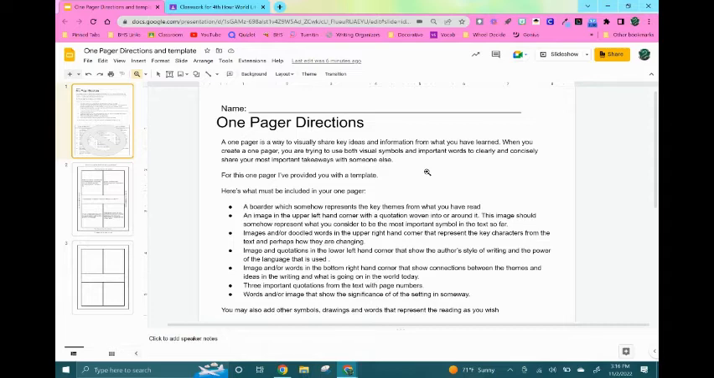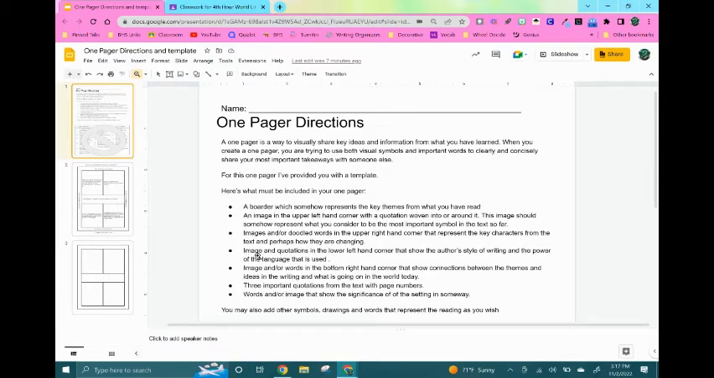For this one-pager, I have a particular template that I am providing for you, as well as specific directions. The directions and template are going to be posted on the Google Classroom with this video. The elements in bullet points are what should be on your one-pager. You need to have a border with the themes, an image in the upper left with a quote, and images and doodled words in the right-hand corner. I know you can read through the items that are there, so do make sure that you read through those bulleted points.